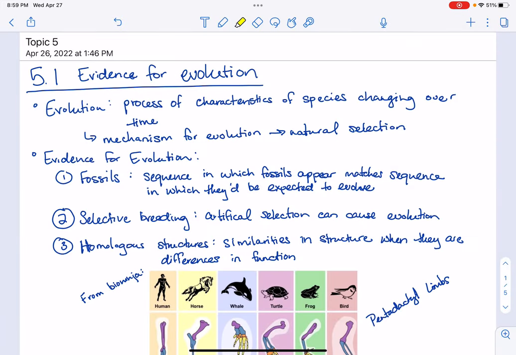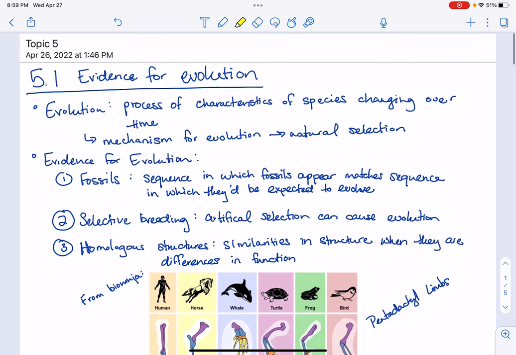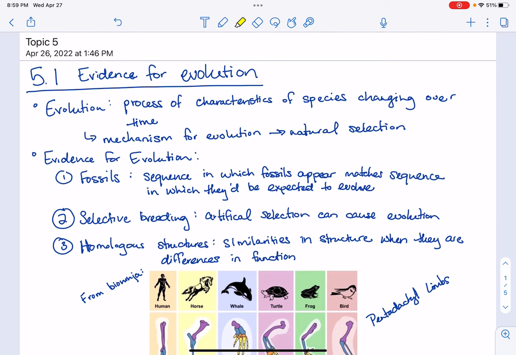All right. Topic 5, which is evolution and classification. So 5.1 is specifically talking about the evidence for evolution. Before we go into the evidence, we have to talk about what evolution is. Evolution is the process of characteristics of species changing over time.